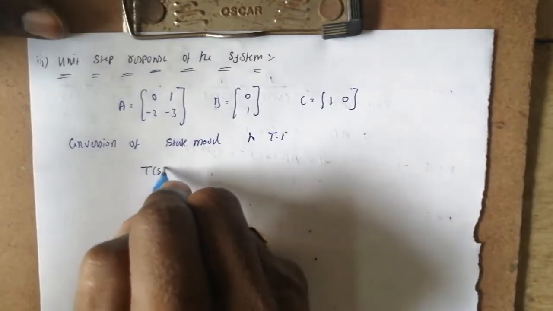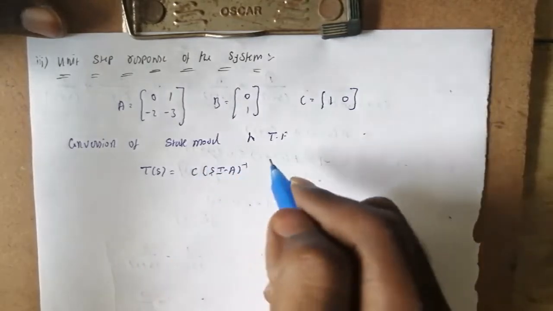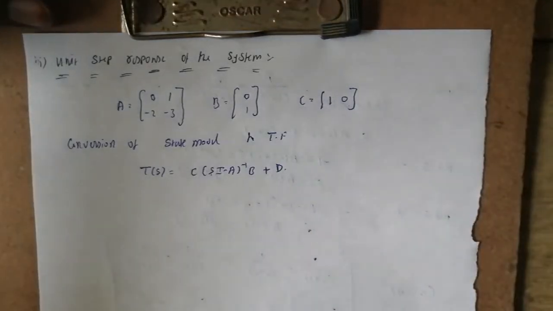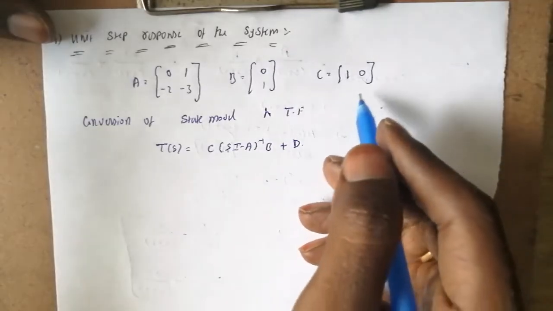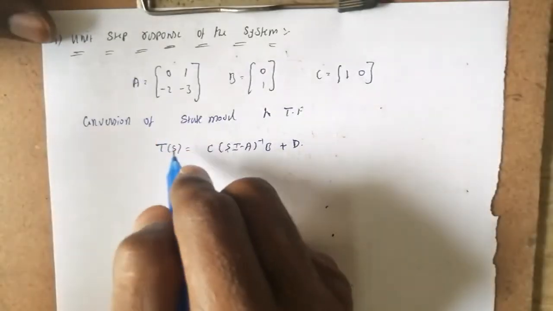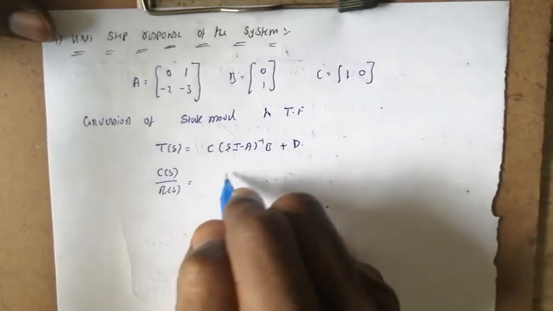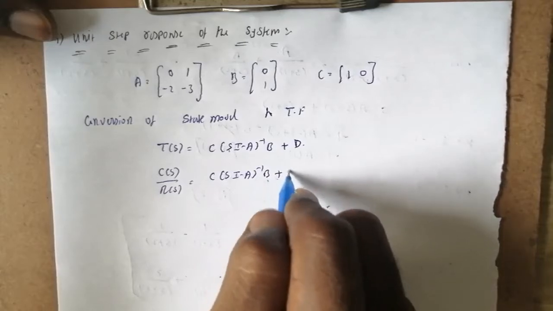Transfer function T(s) equals C(sI minus A) inverse B plus D. This is the formula we have to use while converting from a state model to a transfer function. So here the transfer function can be written as C(s) divided by R(s) equals C(sI minus A) inverse B plus D.